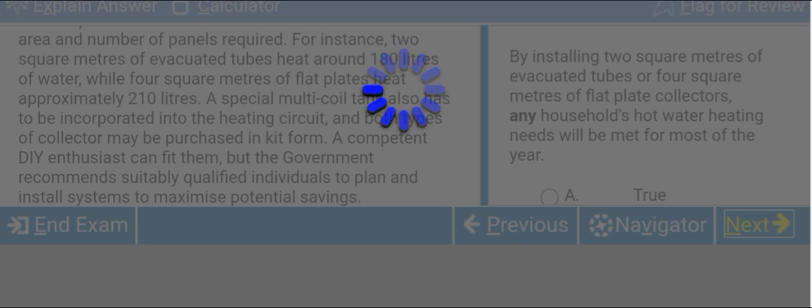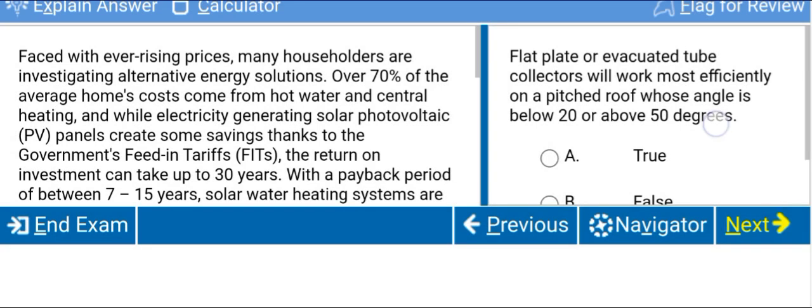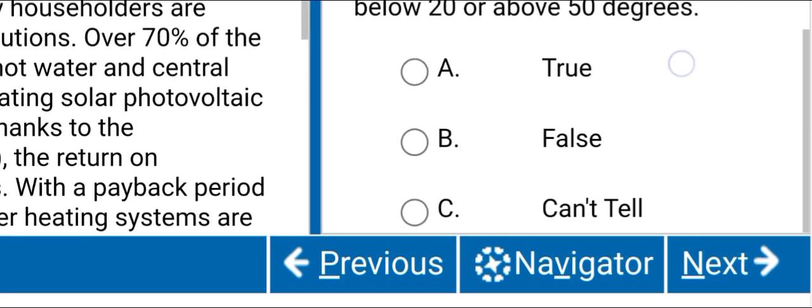So now we have next question, that is question number 16, which says flat plate or evacuated tube collectors will work most efficiently on a pitched roof whose angle is below 20 or above 50 degrees. Option A, true. Option B, false. Option C, can't tell.